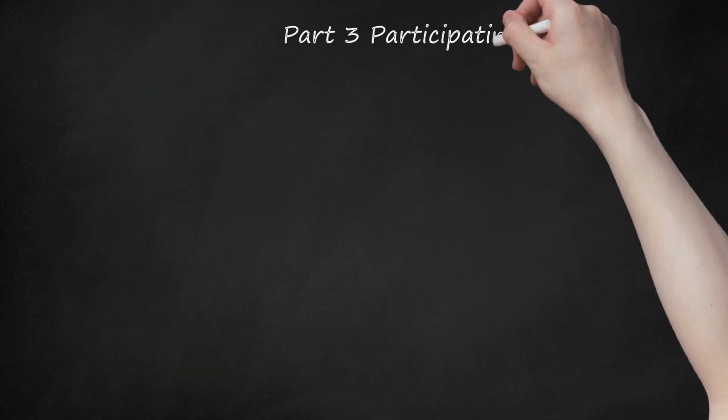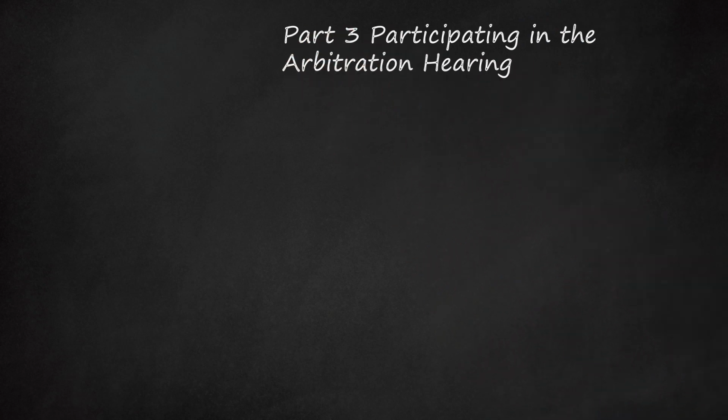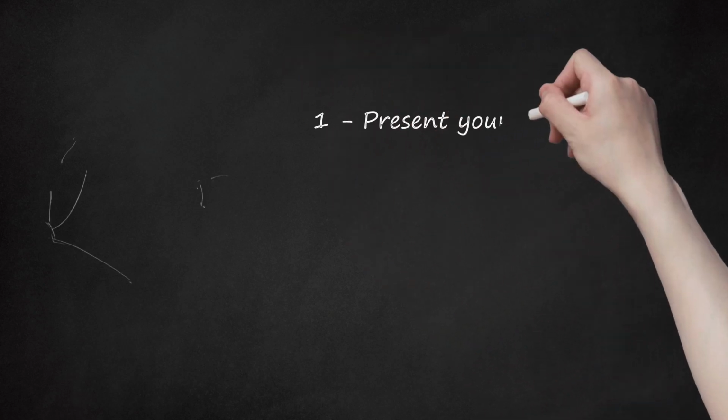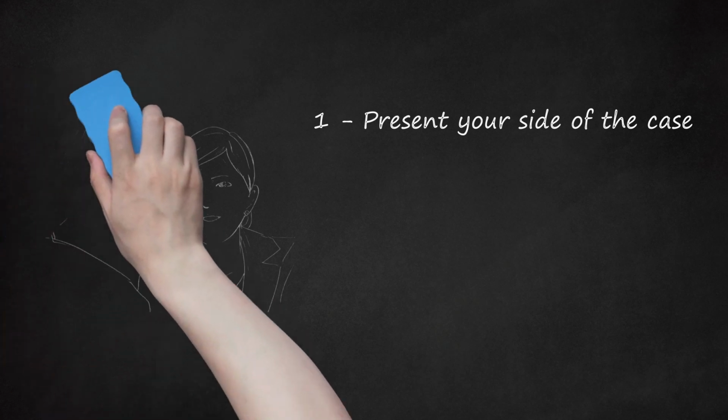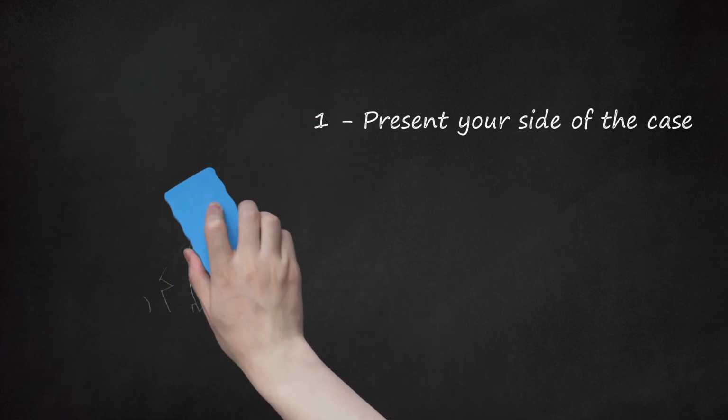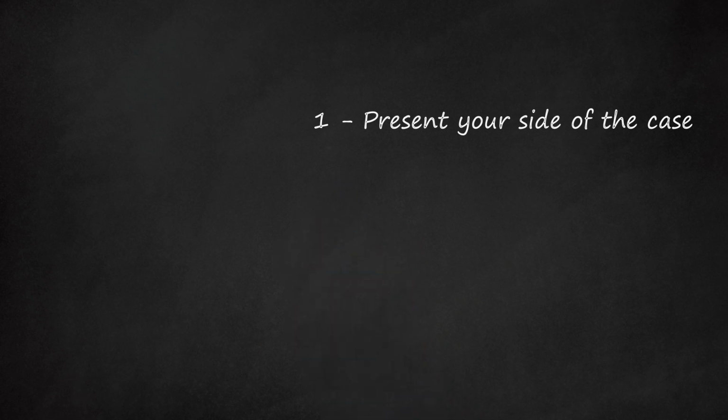Part 3: Participating in the arbitration hearing. 1. Present your side of the case. You will present evidence in arbitration much like you would in a court case. For example, you can submit documents and call witnesses to testify. Witnesses must be sworn in and testify under oath, just as they would in court. You will begin by delivering an opening statement. An opening statement is your chance to present the arbitrator with a roadmap for what evidence you will submit.